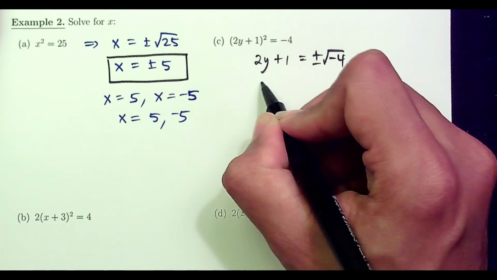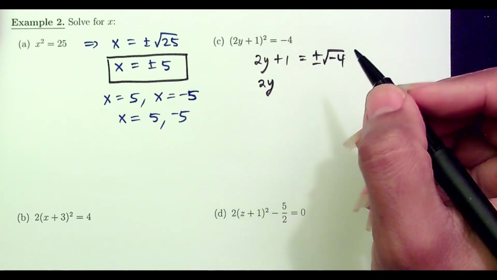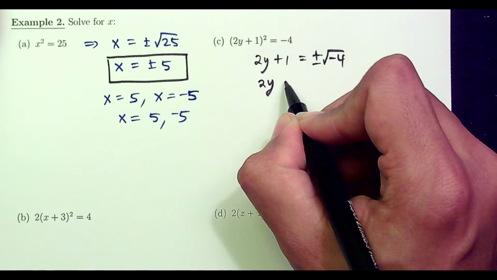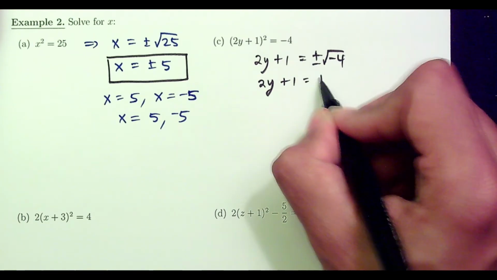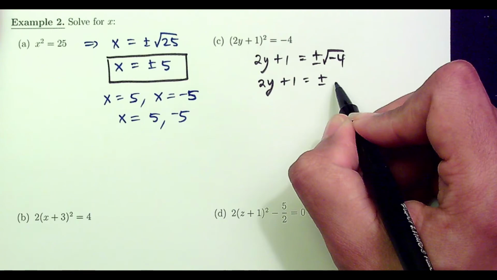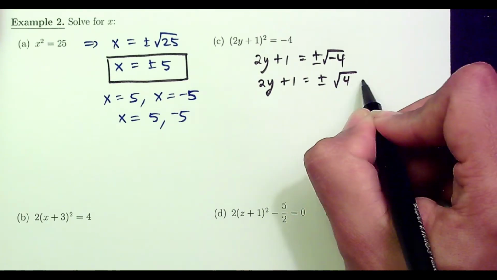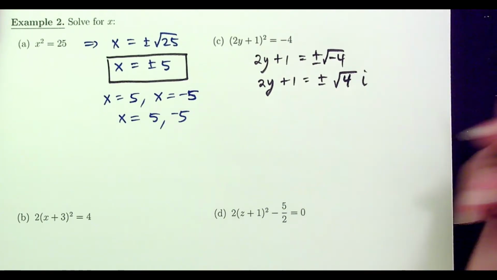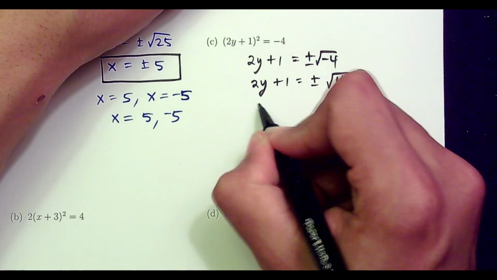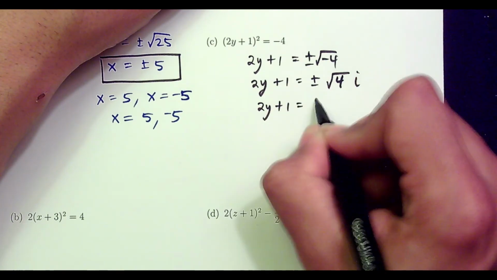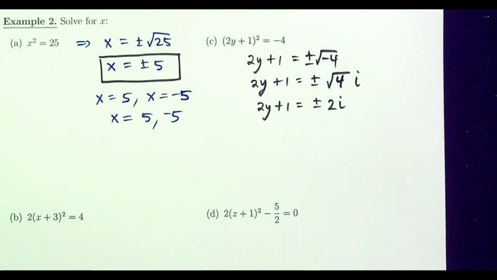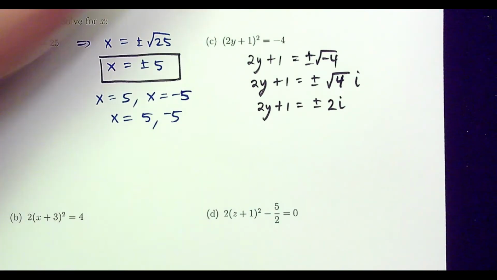So this is what? 2y plus 1. Let's simplify this. The square root of negative 4. What is that? Remember how you do this. The square root of a negative number, negative 4, means the square root of 4 times i. Which simplifying further, that means plus or minus, the square root of 4 is 2, so 2i.